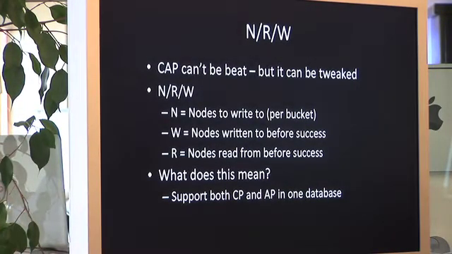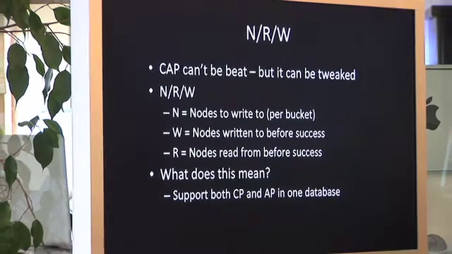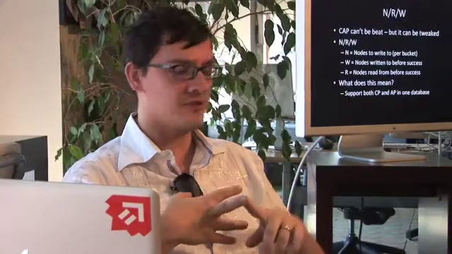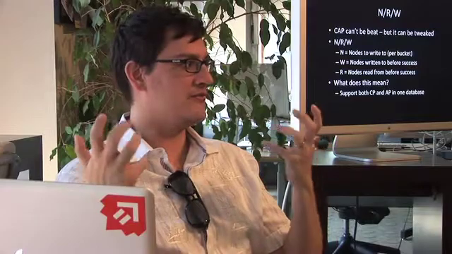Probably the biggest one is called NRW, which is nodes, reads, and writes. What these values are is you're defining how many physical nodes you want to replicate a value to, how many nodes have to be written before the write's considered successful, and how many nodes you want to read from before it's considered successful. And this is very powerful when you're talking about a distributed database system.